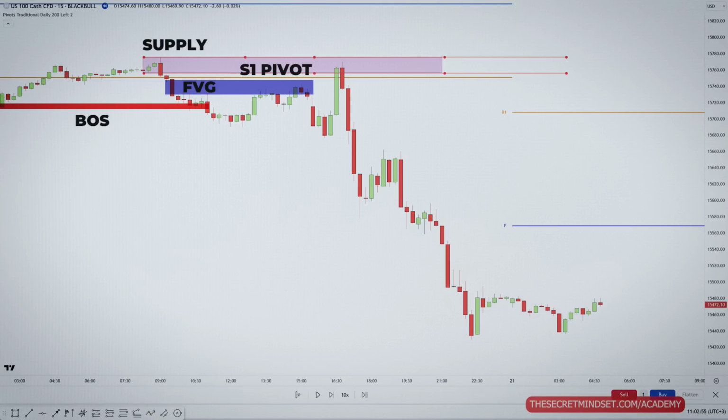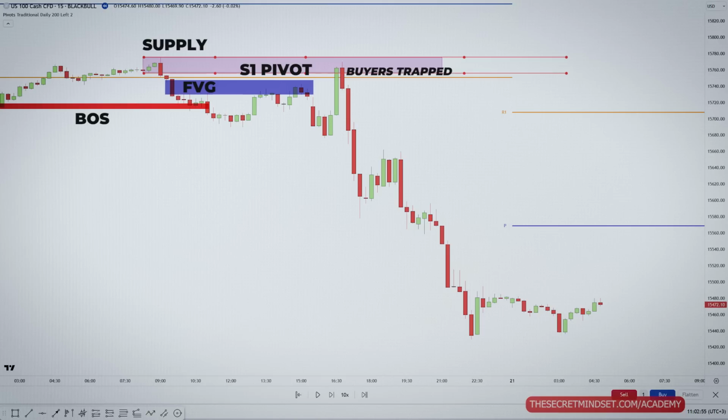S1 pivot point aligns with the supply zone above the fair value gap, acting as an additional resistance level and reinforcing the bearish bias. As the price goes up, it even triggers a liquidity run, taking stops above this level. The sudden drop in price also traps buyers who were positioned for an upward move.